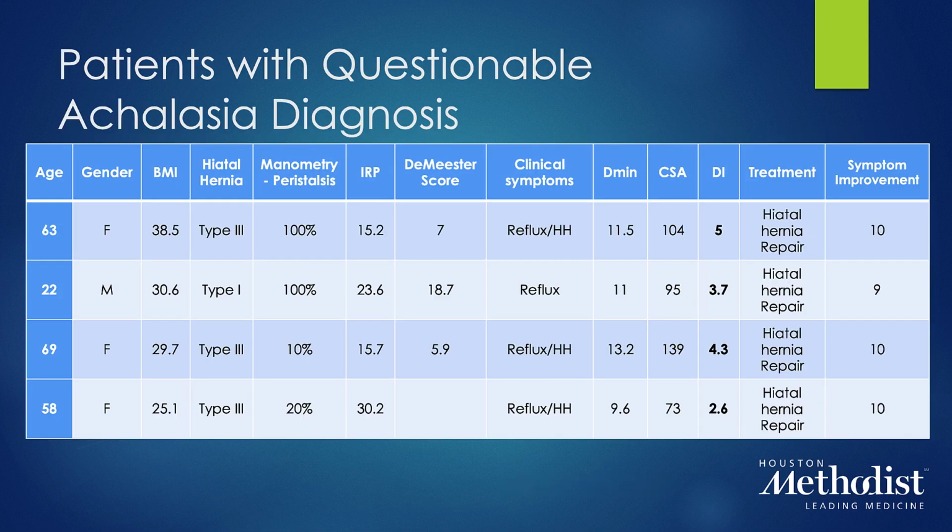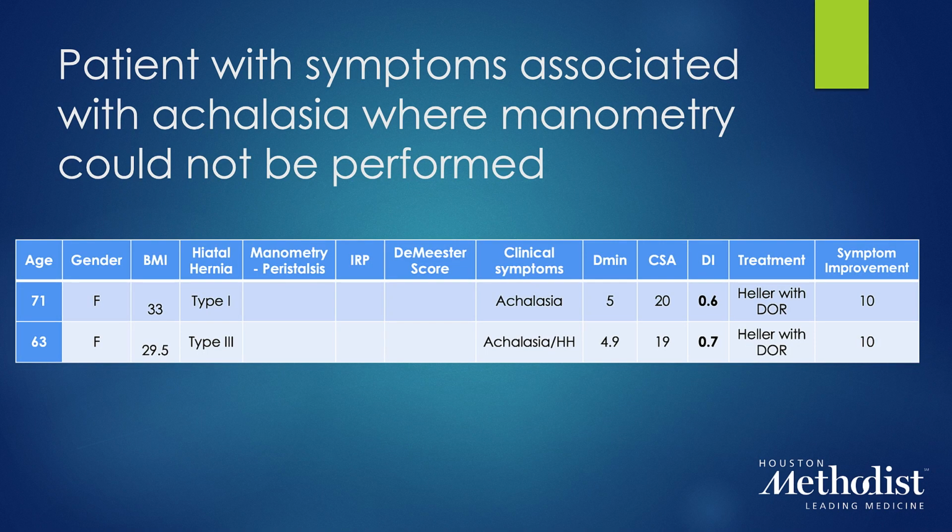We had 4 patients with manometric findings of concern for achalasia with elevated IRP despite not having dysphagia symptoms. When we measured their DI, all of them had DI greater than 2.3. We had 2 patients where achalasia was suspected, but the manometry could not be performed. Both patients had DI less than 0.8.